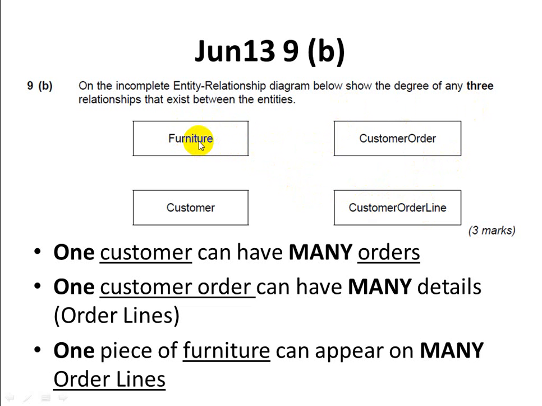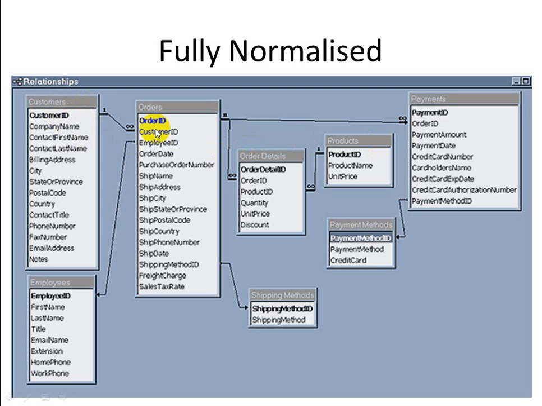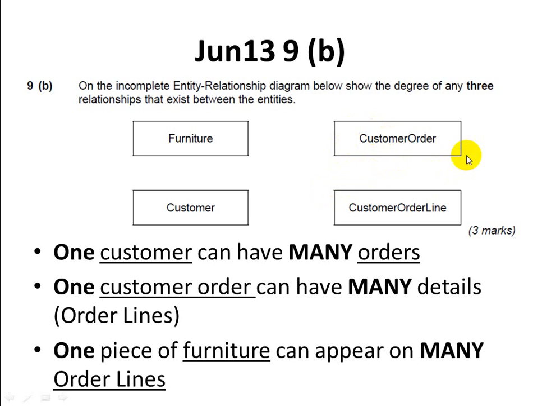So one furniture, and this is how I would do it, and I'll jot it down or think about it in my head. One customer can have many orders. So one customer has many orders. Okay, let's go back to that one there. One customer has many orders. There it is there. But one customer order has many details or order lines. And those order lines could be all sorts of details relating to that.